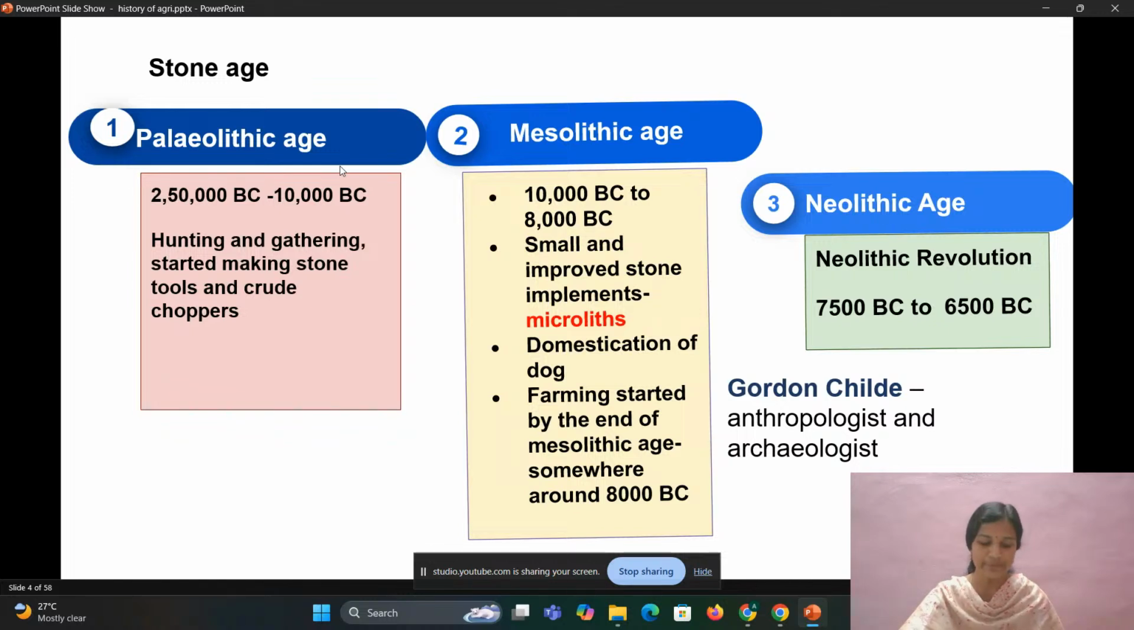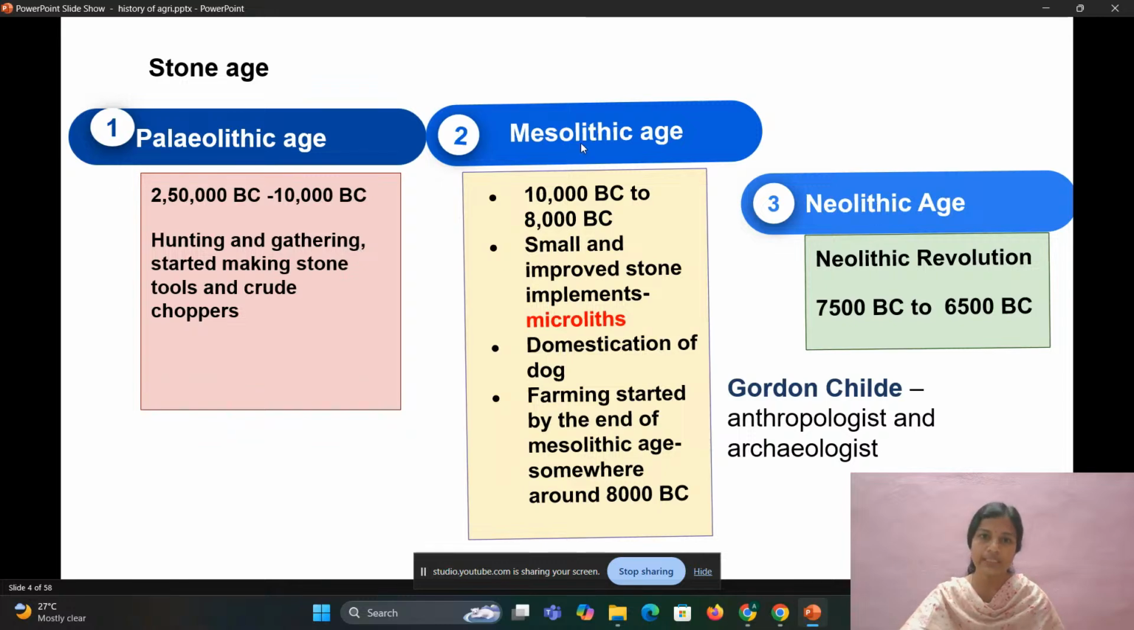So agriculture is believed to have originated towards the end of the Middle Stone Age or Mesolithic age. The Stone Age is classified into three: the Paleolithic age, Mesolithic age, and Neolithic age. The Paleolithic age is believed to be from 250,000 BC to 10,000 BC. At that time, human beings mainly survived on hunting and gathering. Here, humans or our ancestors hunted animals and gathered edible food from the forest, and they used various crude stone tools as their weapons.